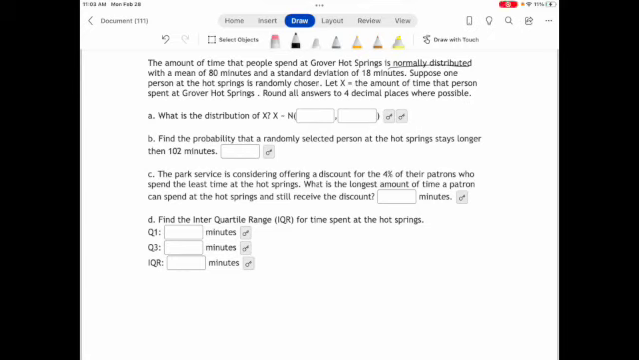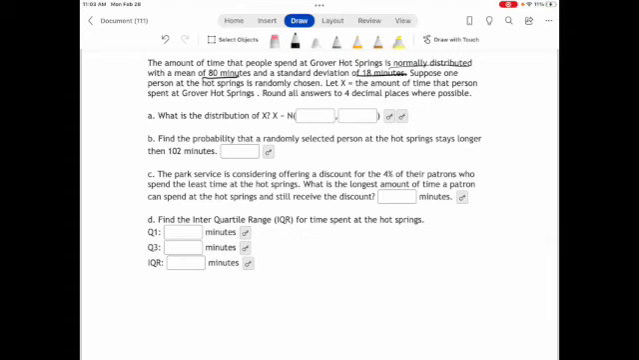The amount of time that people spend at Grover Hot Springs is normally distributed with a mean of 80 minutes and a standard deviation of 18 minutes. Suppose that one person at the hot springs is randomly chosen. Let X be the amount of time that a person spent at Grover Hot Springs. We're going to round all answers to 4 decimal places where possible.